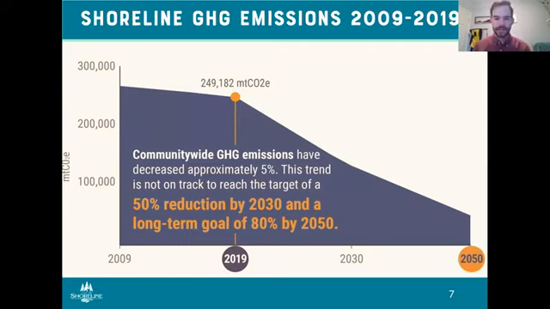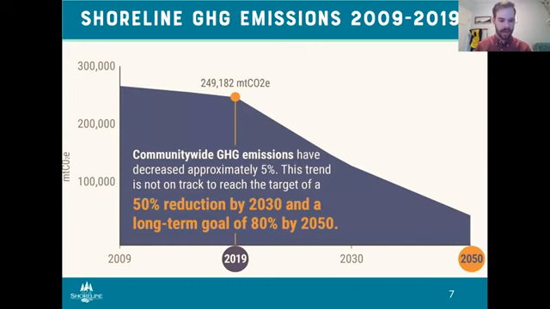So some progress. However, as you can see on this graph, this trend is not on track to prevent the worst consequences of a climate breakdown. And in the fall, City Council committed to updated emissions reduction targets to really reflect the best current science on how much we would need to reduce emissions in Shoreline to really limit global warming to that 1.5 degree threshold.